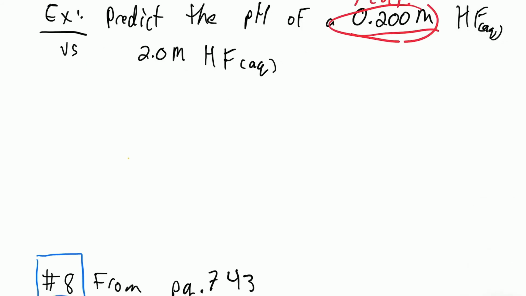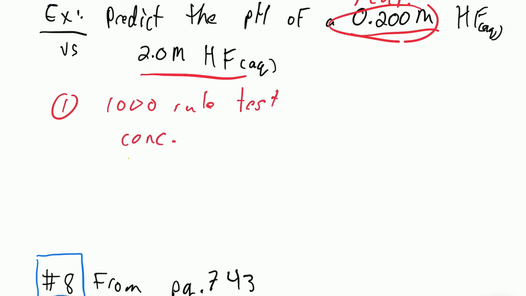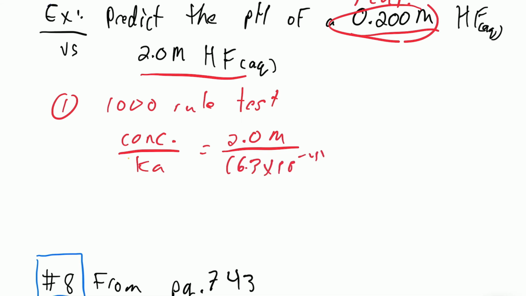Now, if we look at the other one to compare, the 2 moles per liter hydrofluoric acid, the first thing that we're going to do, if we want to find the pH of this one, is the 1000 rule test, and hopefully we don't have to do another quadratic again, because that was not too fun. So we go the concentration over the Ka value in the data booklet, which is 2.0 moles per liter over the Ka value, which was 6.3 times 10 to the negative 4. It's the same acid, so it wouldn't be different.